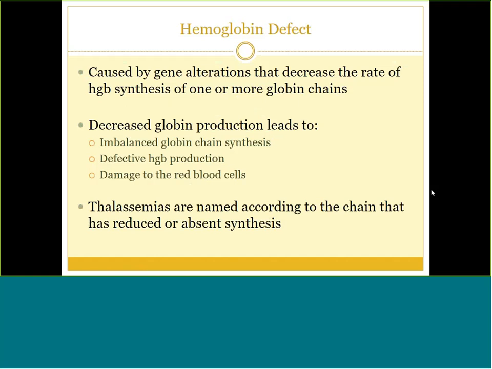It's a decreased rate. So that alteration or mutation that happened to the gene changed how much we're making of those globin chains. You don't make enough globin chains, you can't make hemoglobin properly, you get an anemia. It kind of works like that. So that's kind of what it's discussing here. Decreased globin production leads to imbalanced globin chain synthesis, defective hemoglobin production, and it can even be damaging to the red cells. So the way that thalassemias work, there's going to be two major types. There's alpha thalassemia and beta. They are named according to what chain is basically missing or absent, is not being produced enough of.